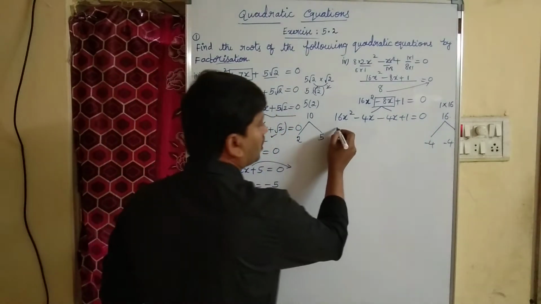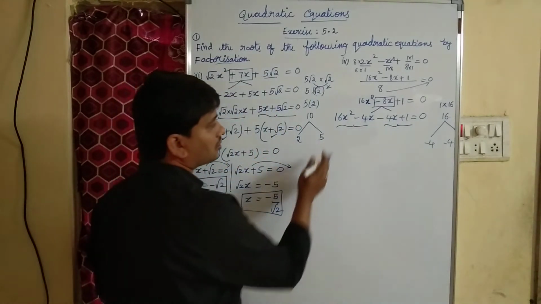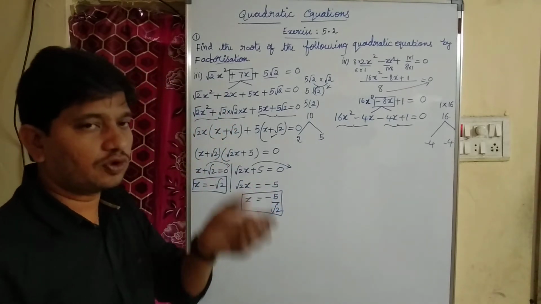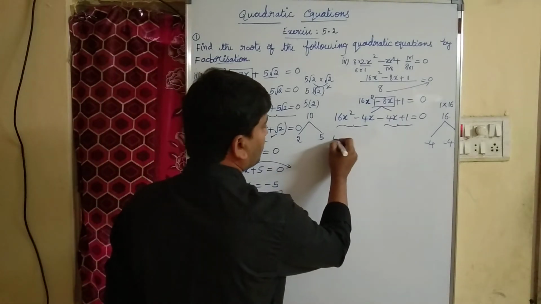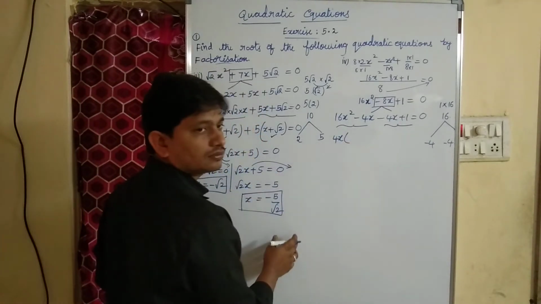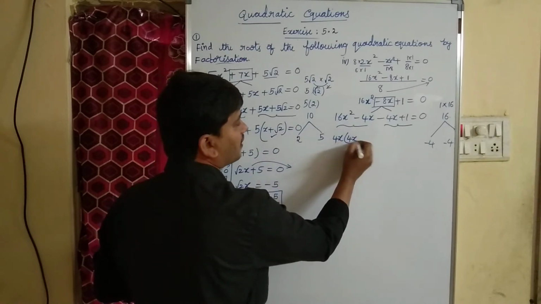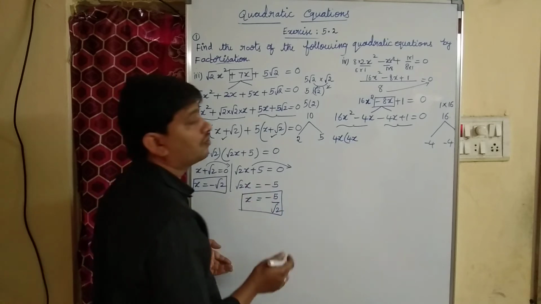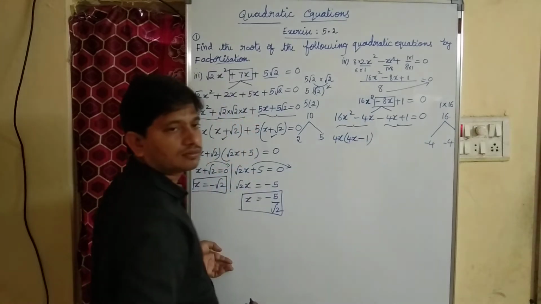Children, from these two terms, 16x square in the sense 4 into x into x. So from these two terms, let me take 4x as common. 4 4 is 16, x into x square. If you take 4x as common, again you will be having 4x minus 1.